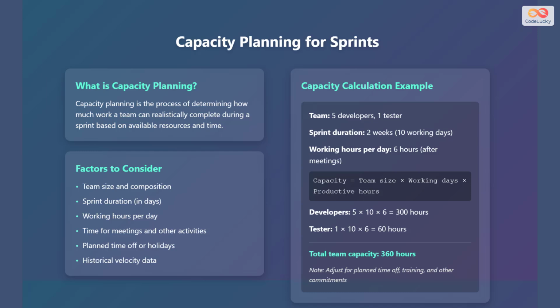Let's consider a capacity calculation example. Suppose there are 5 developers, 1 tester, the sprint duration is 2 weeks, which equals 10 working days, and the working hours per day is 6 hours after meetings. Capacity equals team size times working days times productive hours. For the developers, it is 5 times 10 times 6 equals 300 hours. For the tester, it is 1 times 10 times 6 equals 60 hours. Thus, the total team capacity is 360 hours. Remember to adjust for planned time off, training, and other commitments.